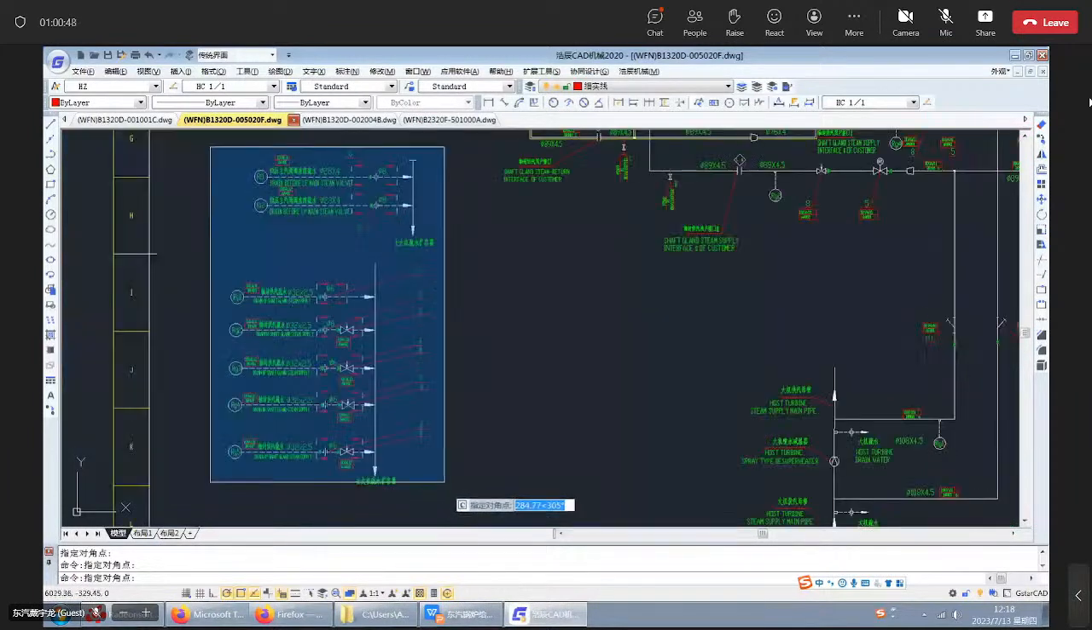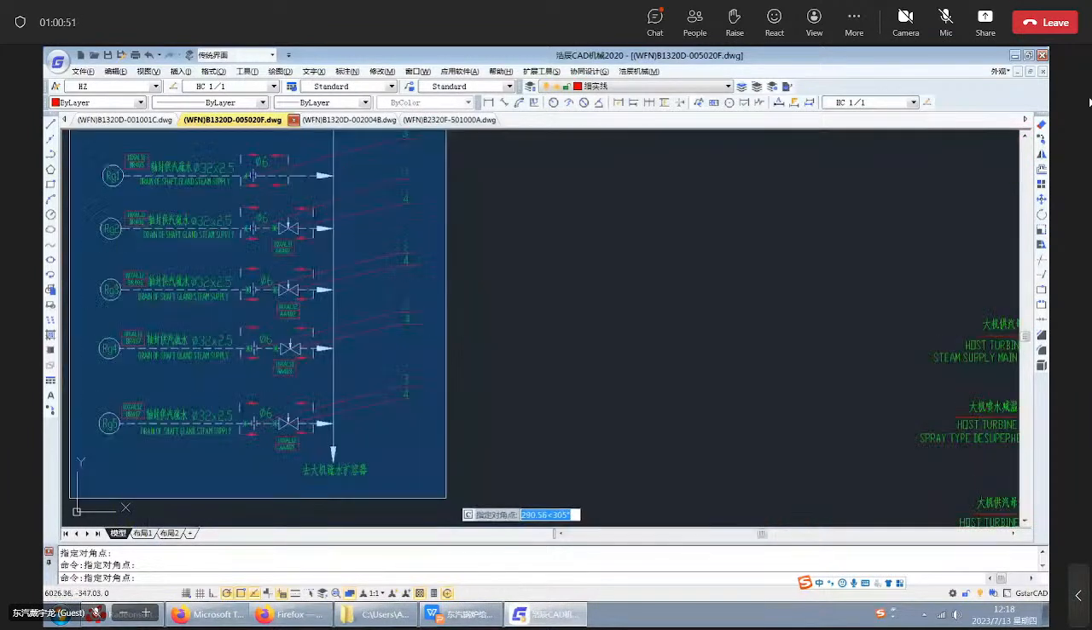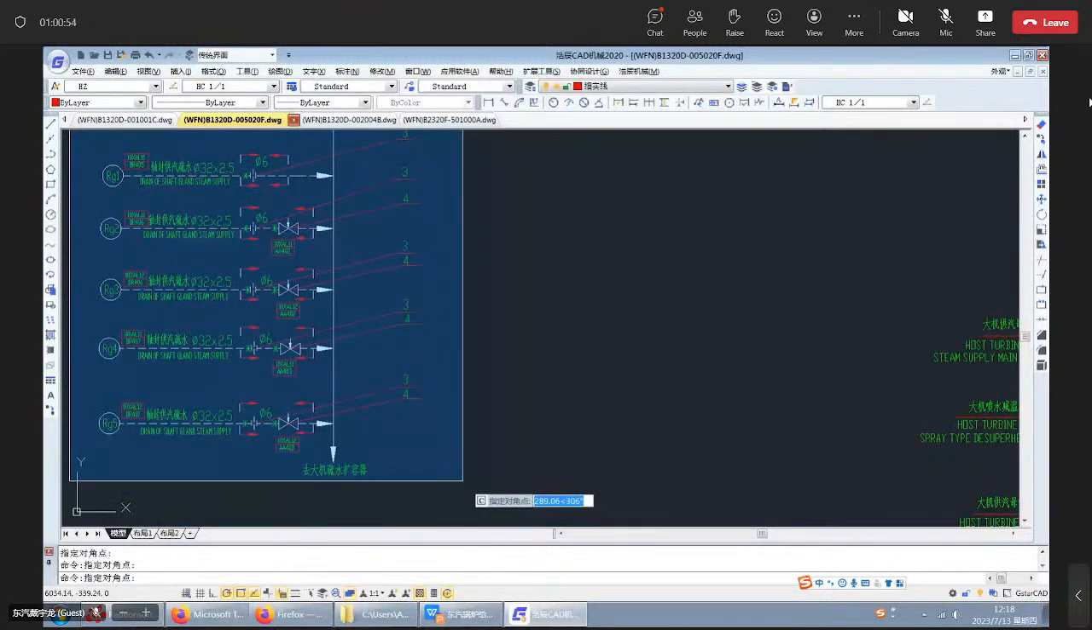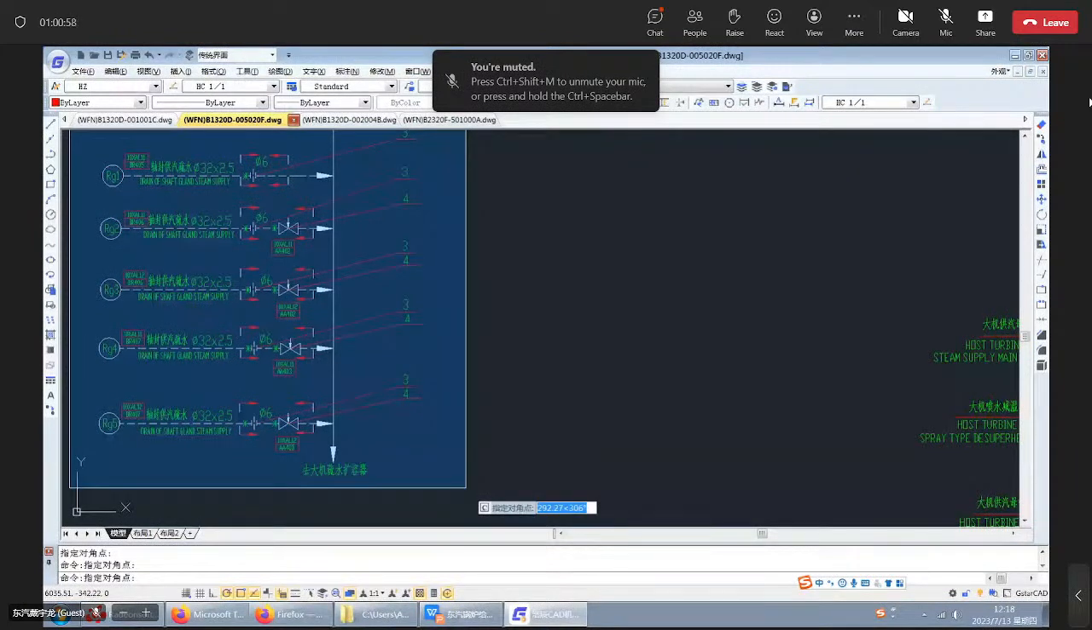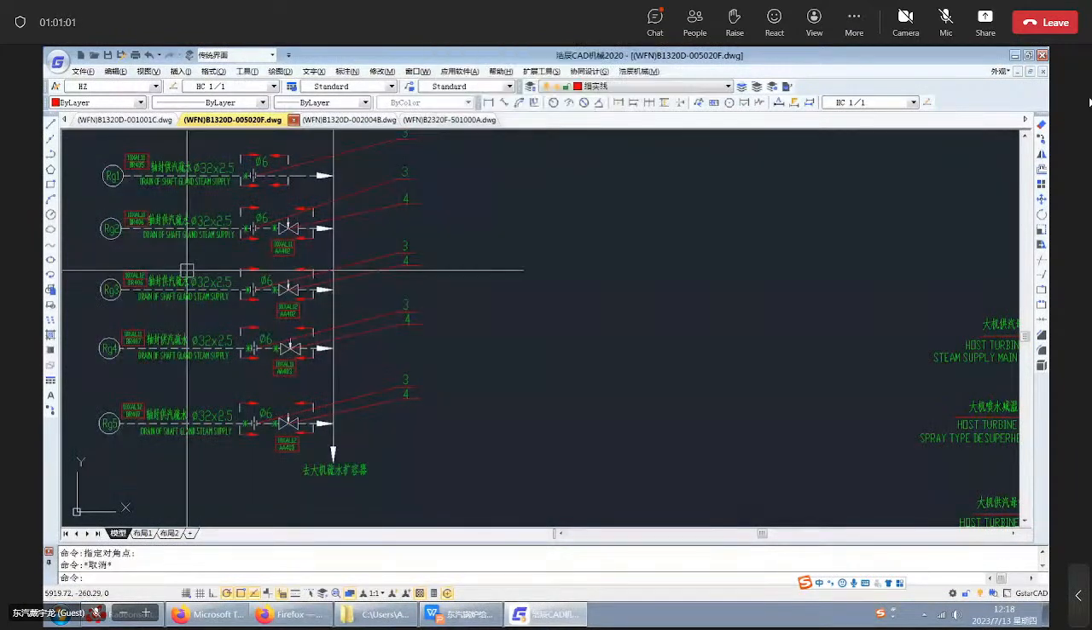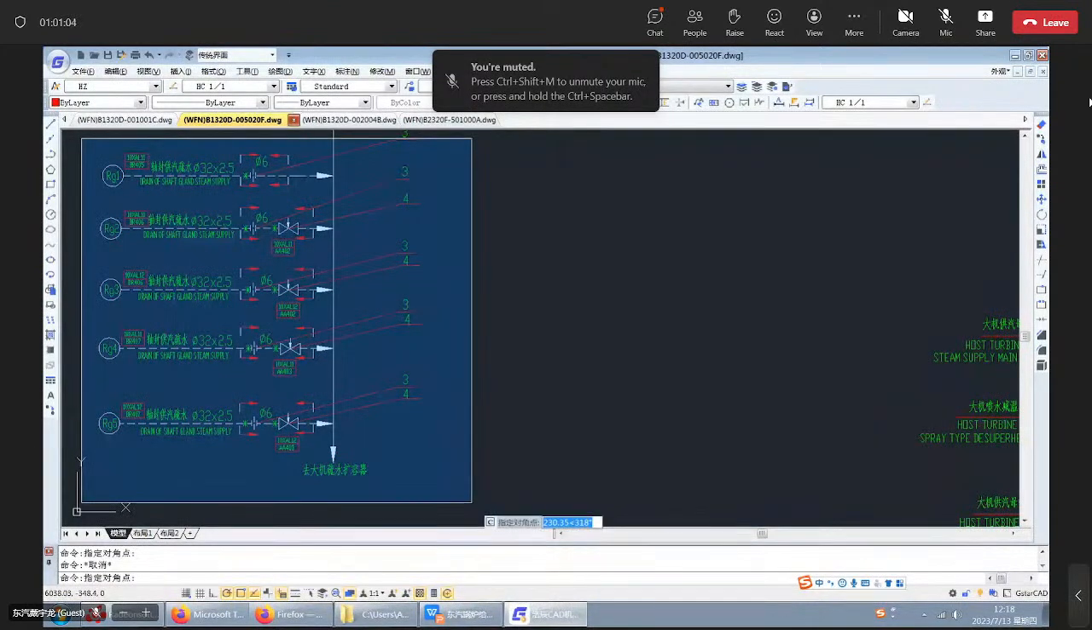This area is the drainage system, which shares the drainage pipes with the main steam turbine, and finally the water goes to the drain flash tank.